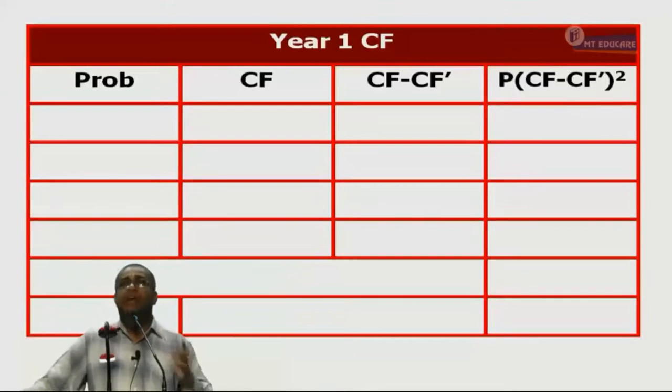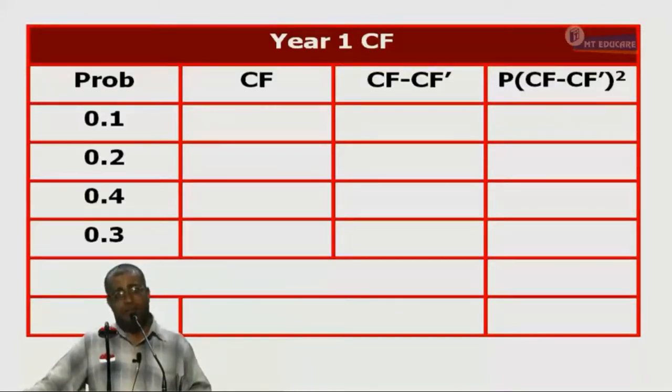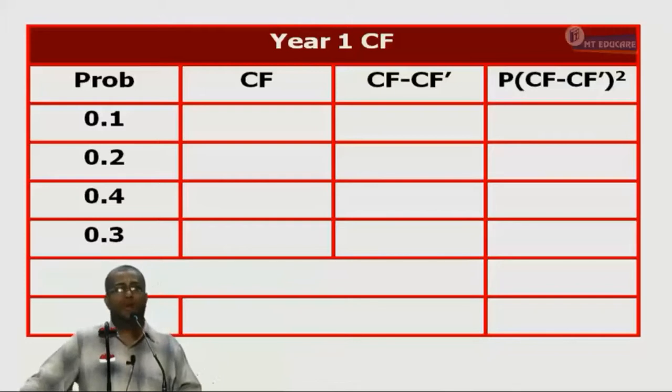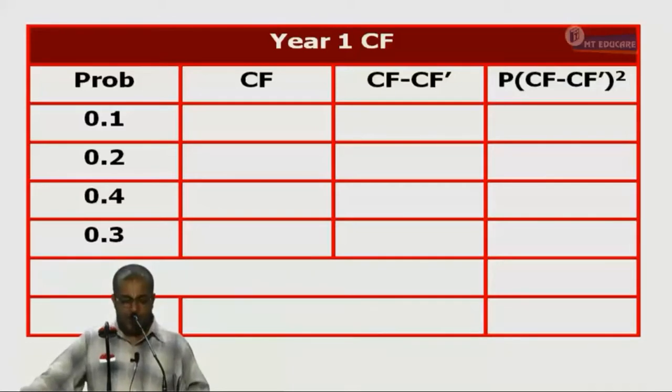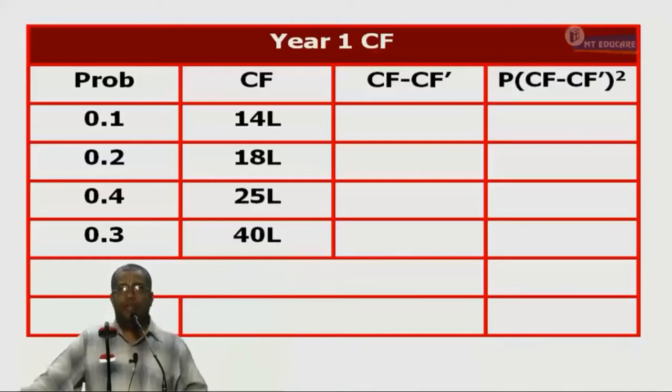Tell me what are all the probabilities for the first year. It is 0.1, 0.2, 0.4 and 0.3. Look at the workbook. Tell me the cash flow for the first year. It is 14, 18, 25 and 40 lakhs. Now, look at the notebook. First step, what is the expected cash flow for year 1? Average cash flow is 27 lakhs.